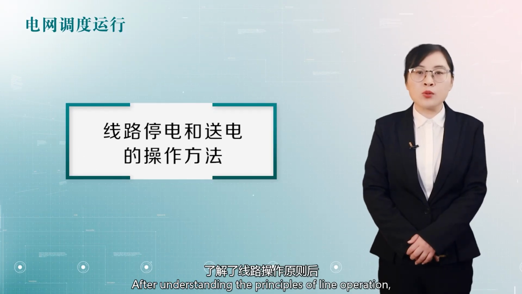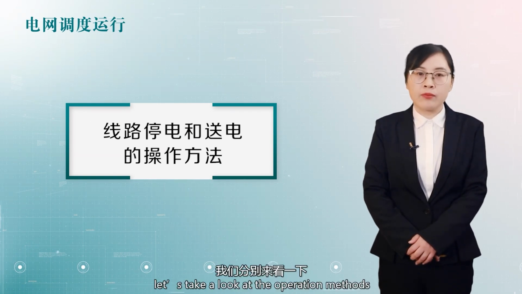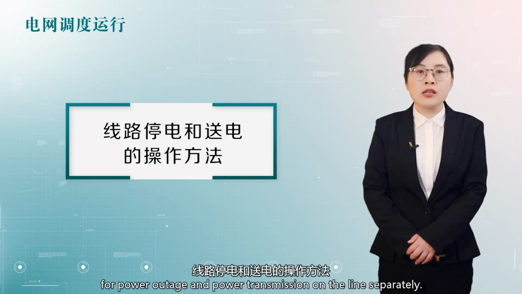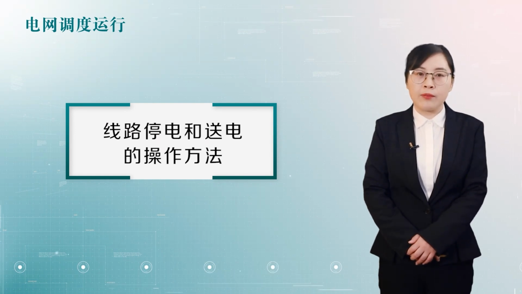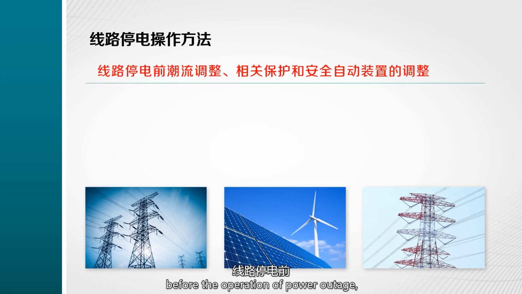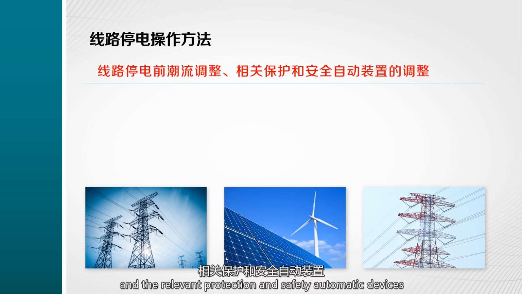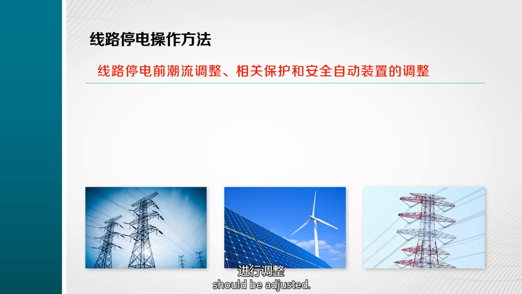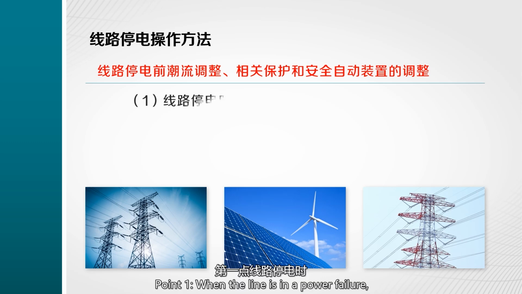After understanding the principles of line operation, let's take a look at the operation methods for power outage and power transmission on the line separately. The methods of power outage. Firstly, before the operation of power outage, the power flow should be adjusted, and the relevant protection and safety automatic devices should be adjusted. The method is as follows. Point 1.